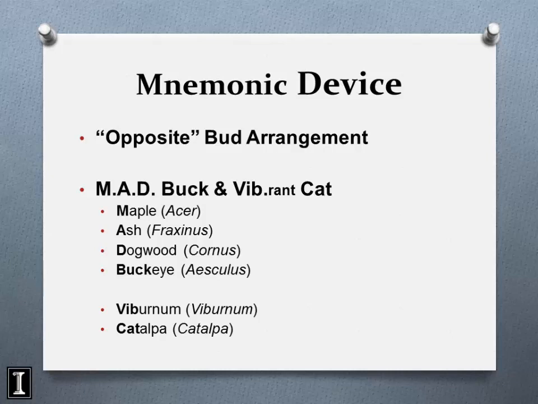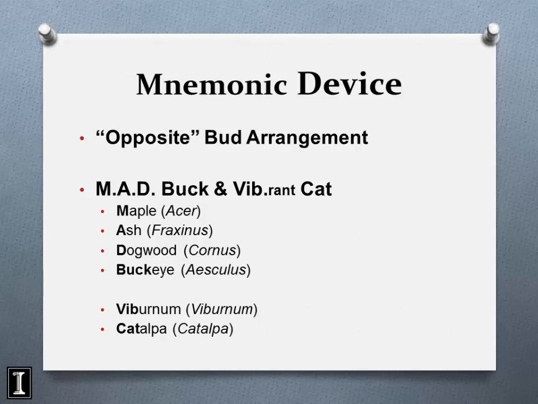Maple for M. All maple species are opposite. Box elder, red maple, silver maple, sugar maple, they are all opposite. Ash, we have five native ash species in Illinois in the Midwest. You have white, black, blue, green, and then the weirdo is pumpkin ash. Those are all opposite. Every dogwood except one. There's always got to be that one. Every dogwood except one is opposite.